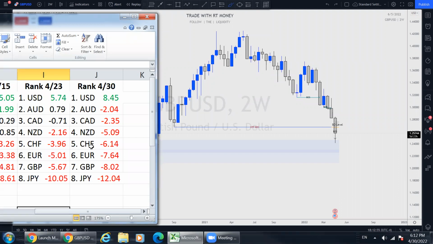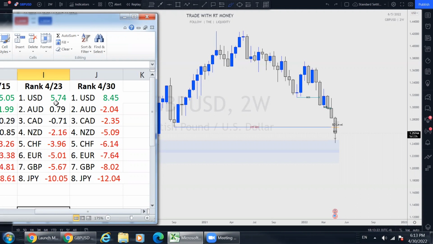And as you can see, the pound last week was ranked number 7 at minus 5.67. This week, ranked number 7, second to last. And it's gotten worse, minus 8.02. That is going in the wrong direction, right? It's losing strength, and it is on a downtrend.